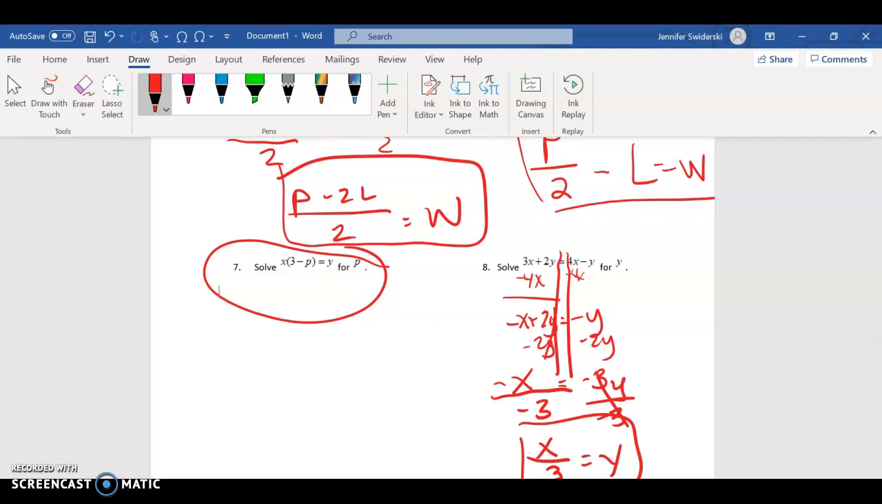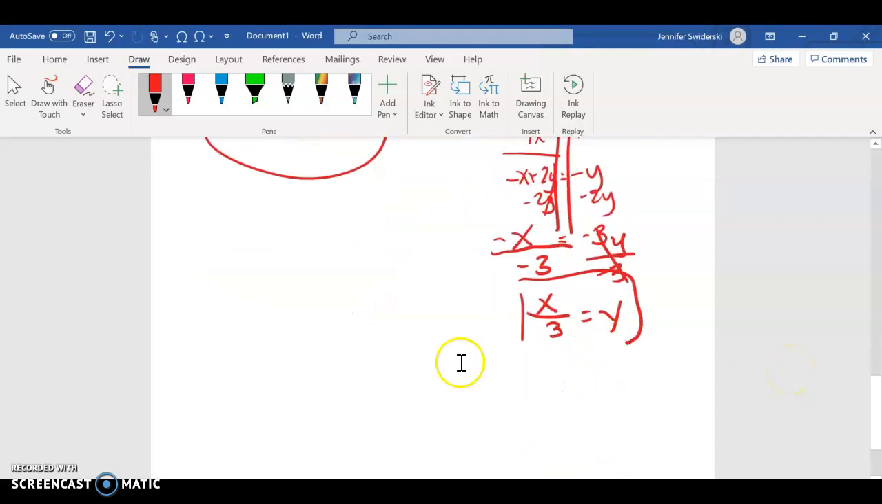So send me an email. You're doing number 7 tonight. This is literal equations where we're solving for variables in equations for just a variable. If you have questions, please let me know. I know you guys are going to do great with this.